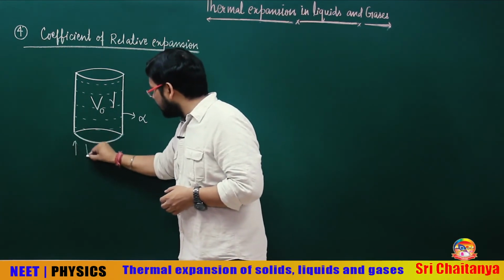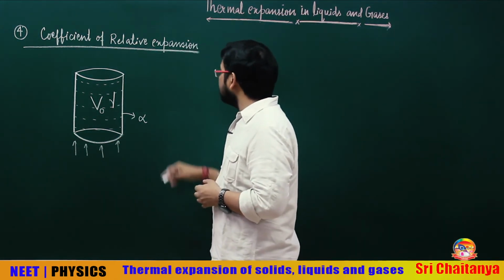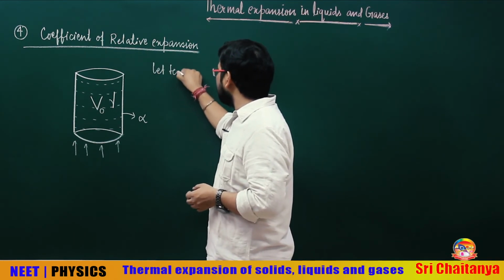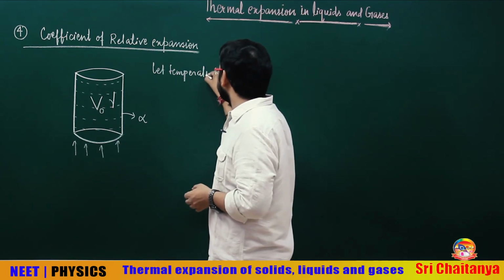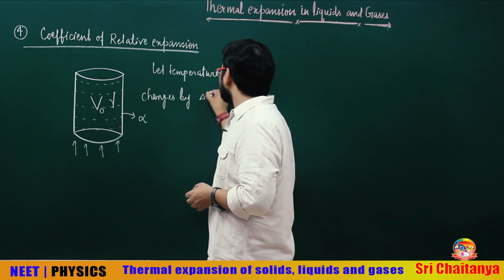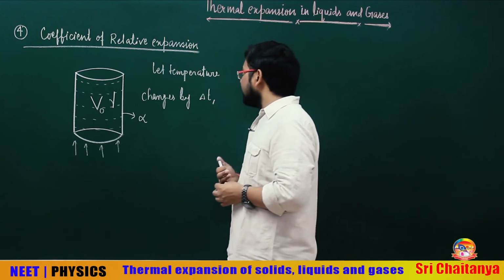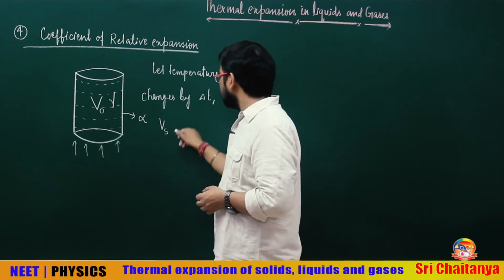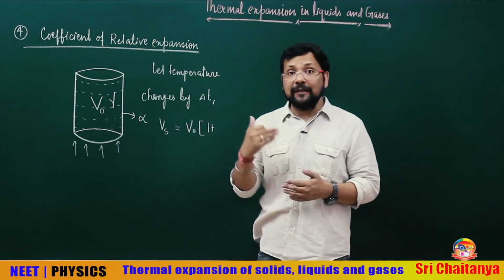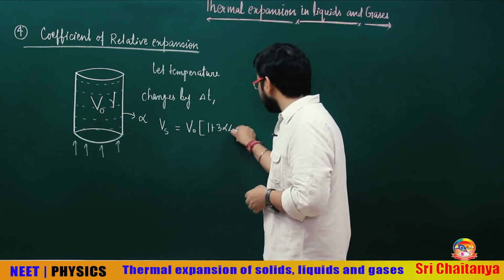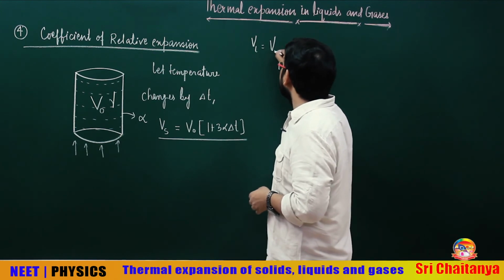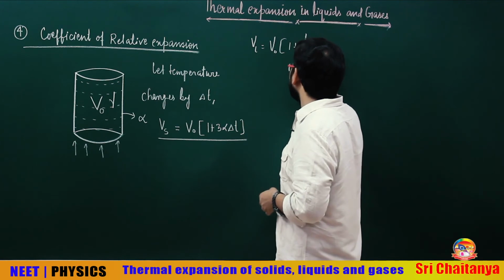Now let this be supplied heat, like this, and temperature will increase, expansion will take place. So let the temperature change by delta T. If temperature is changing by delta T, then the final volume of the solid container can be written as initial volume V naught times 1 plus, since alpha is given and we know alpha is the coefficient of linear expansion, the volume expansion will be 3 alpha delta T. This is for solid. What will happen for liquid? For liquid, this is V naught times 1 plus gamma of liquid delta T.